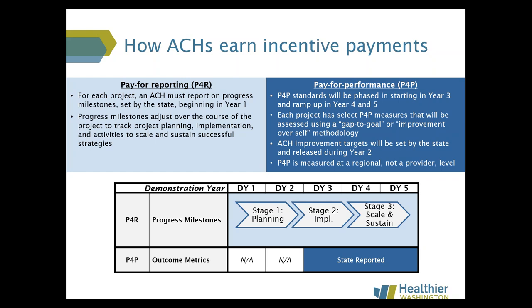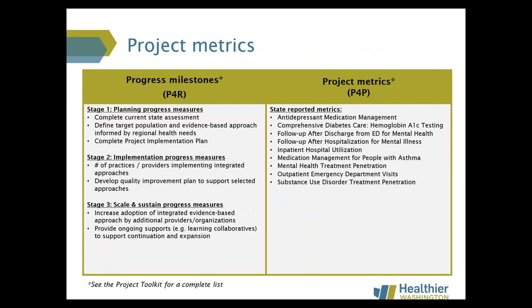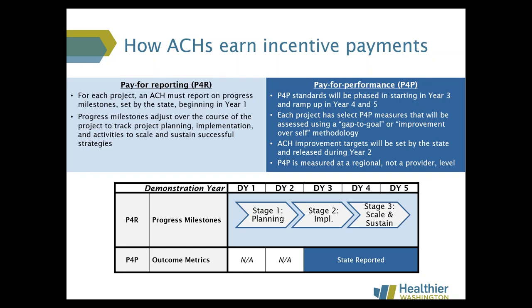And then as we move along over the course of the demonstration, we have pay-for-performance project measures, which are assessed on an annual basis and are calculated for the entire ACH region based on beneficiary address, regardless of the scope of project activities or partnering providers. ACHs will have a performance goal for each of these pay-for-performance metrics called an improvement target. Each ACH will have their own baseline starting point, and it will be reset for each performance year.